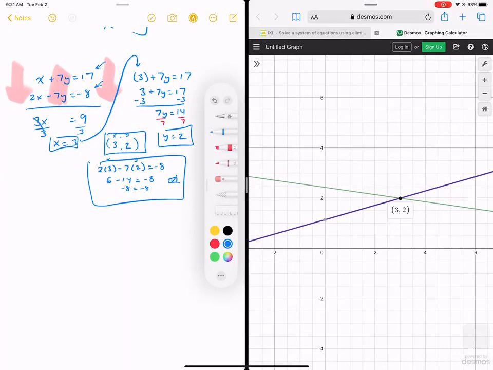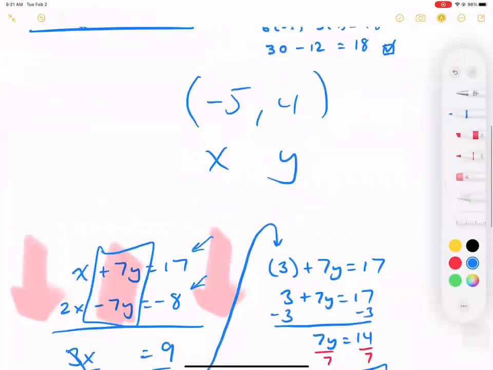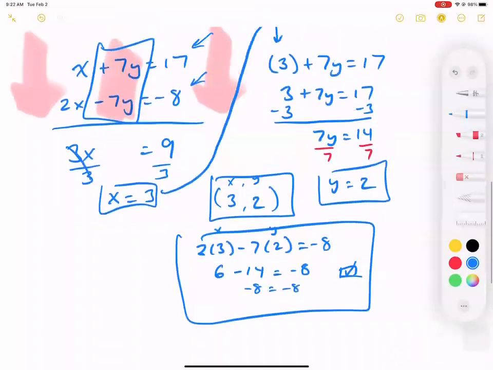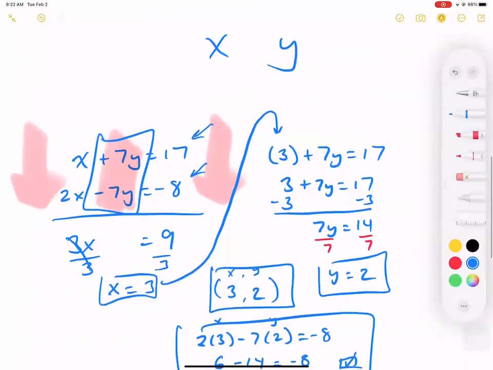Now, it can't always be this easy, right, Mr. Ko? Look, Mr. Ko, it's obvious that those cancel out. It can't always be this easy. Well, you're right. It can't always be this easy. But the part of elimination is that if they don't look alike, or if they don't match, you can make them match, right? Okay.